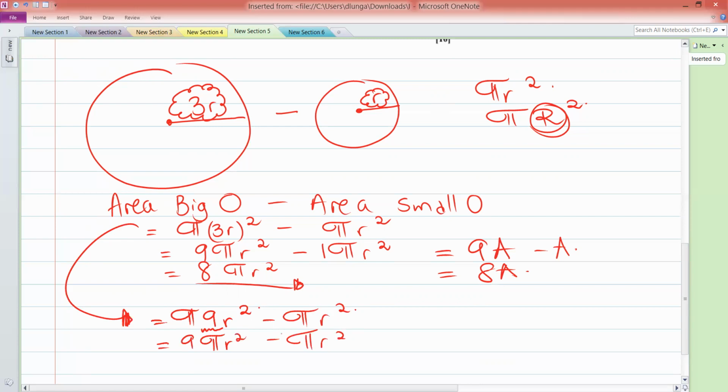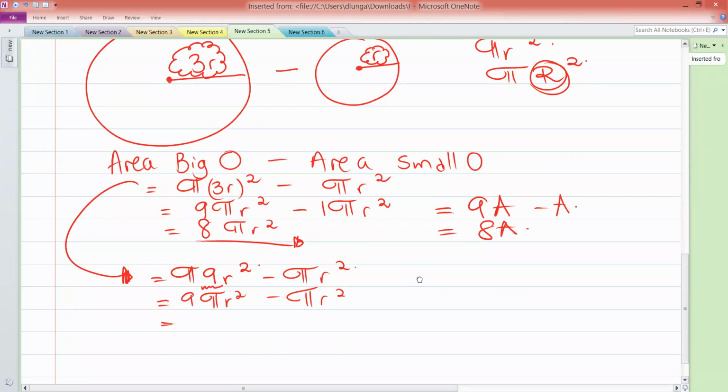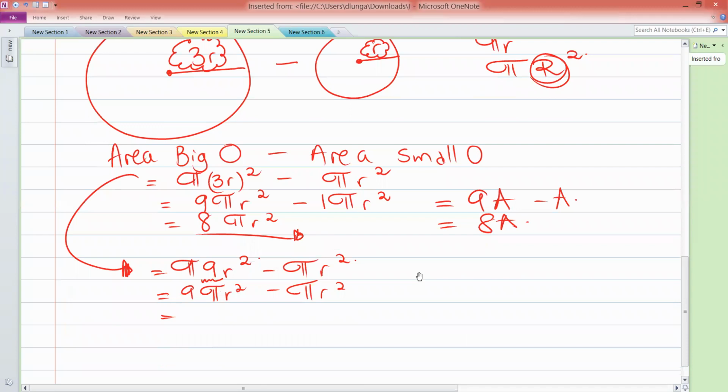For the whole test, do we need to know also surface area, volume, stuff like that? No, if ever they ask you to work out a surface area or a volume, okay, they will give you the formula somewhere. Okay, thank you. Okay, cool. So that's how we got to 8 pi r squared.